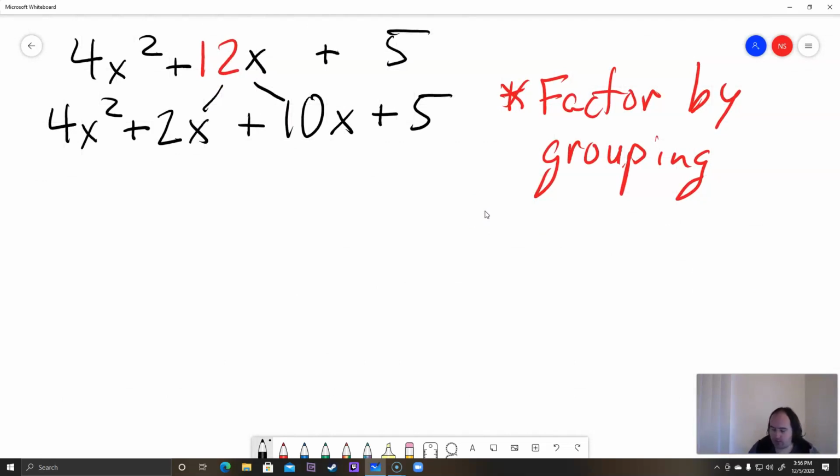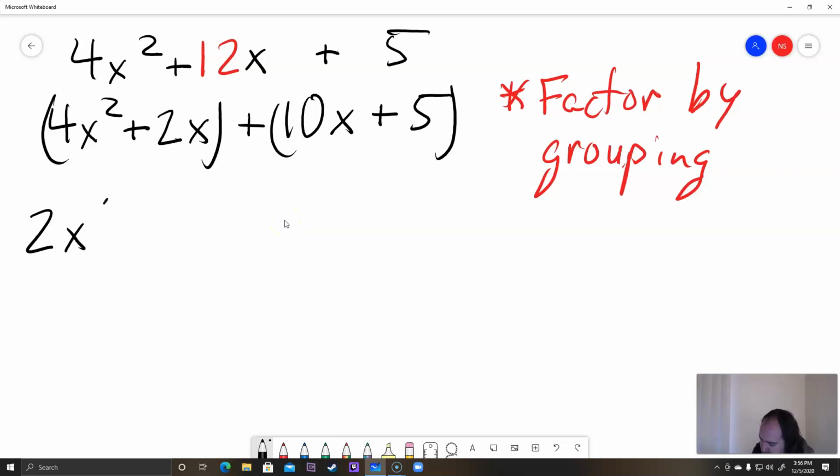So we put parentheses around the first two terms, and we put parentheses around the last two terms. And then we go ahead and factor out the GCF from each group. So from the first group, the largest number that goes into both 4 and 2 is 2. And then we also have an x in common. So from the first group, we can factor out a 2x, and we're going to be left with 2x plus 1, because 2x times 2x is 4x squared, and 2x times 1 is 2x.